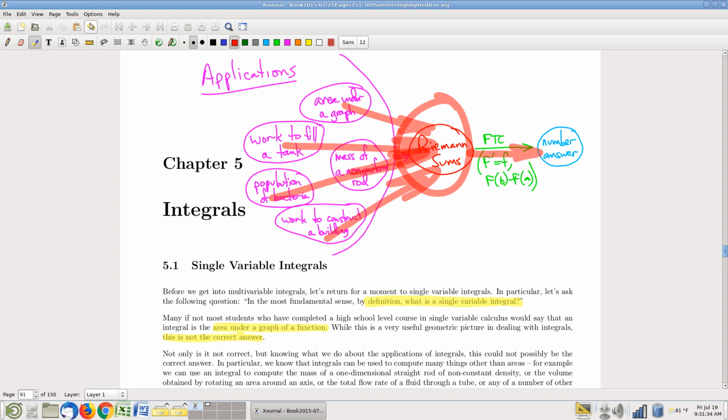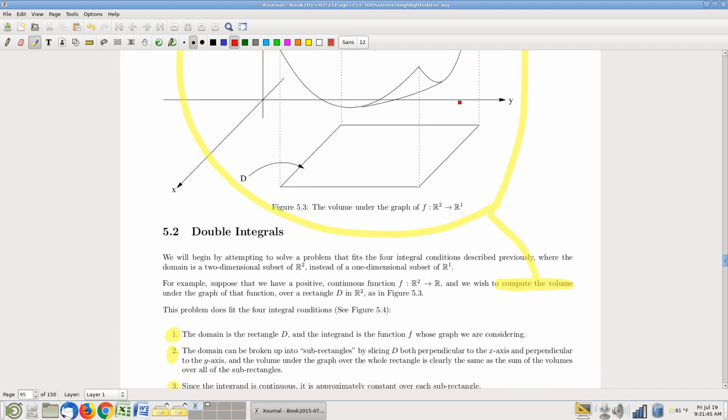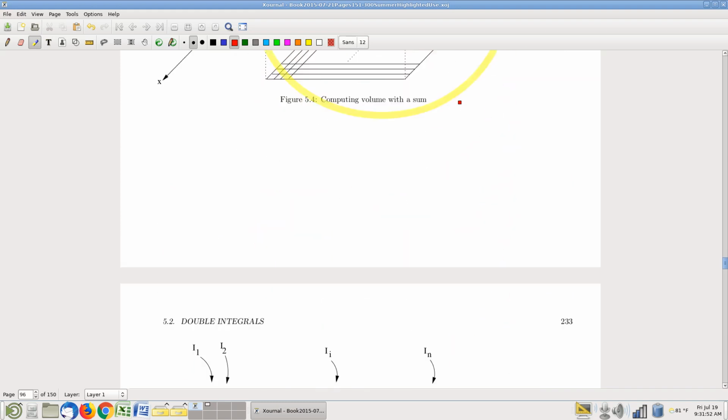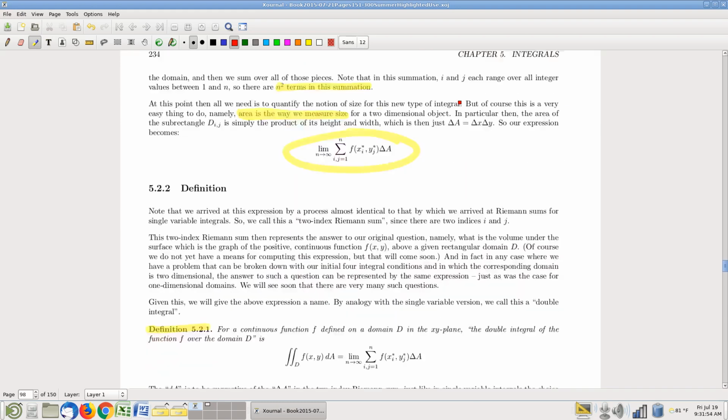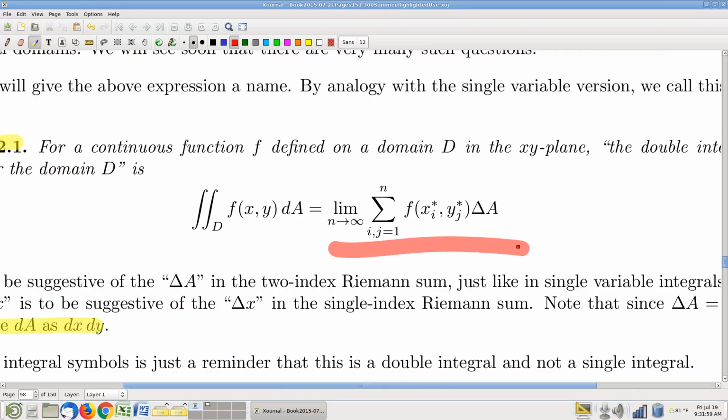Okay. Based on that, we decided to copy that idea. Our copy of that idea was motivated by the idea of volume under a graph, which again is just a motivation. What we came up with as a definition of a double integral is this right here. And of course, now you notice that this looks a lot like a single variable Riemann sum, appropriately adapted to the multivariable setting.